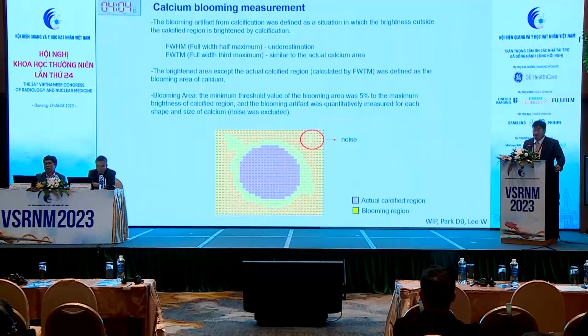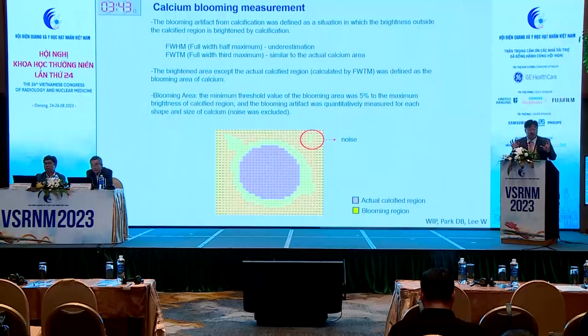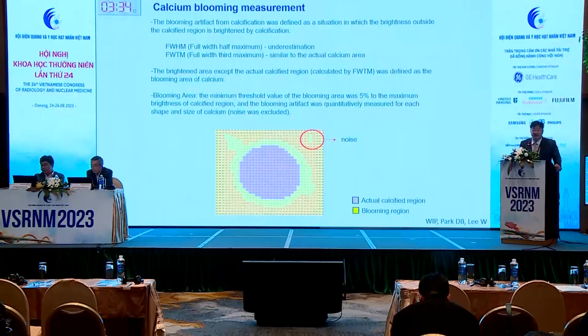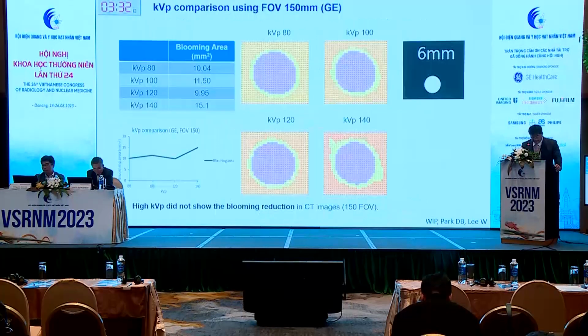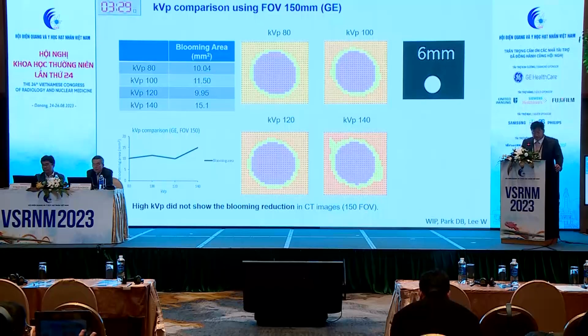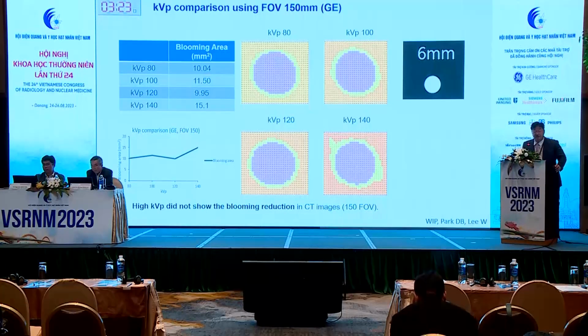I tried another approach. If the diameter of the phantom is always the same with different attenuation, what is the blooming of the calcium? So I made another concept. We know the exact diameter of the calcium phantom, but the surrounding pixels have a bit higher attenuation than the background. That's blooming, so I measured the blooming area. If high kVp has a higher blooming area, I tried that, but the blooming area is almost the same in a 150 millimeter FOV.